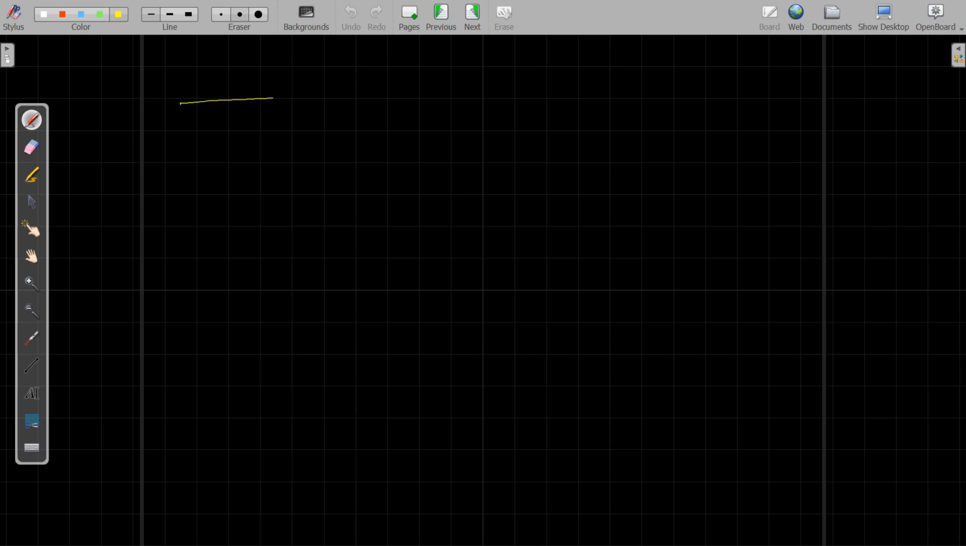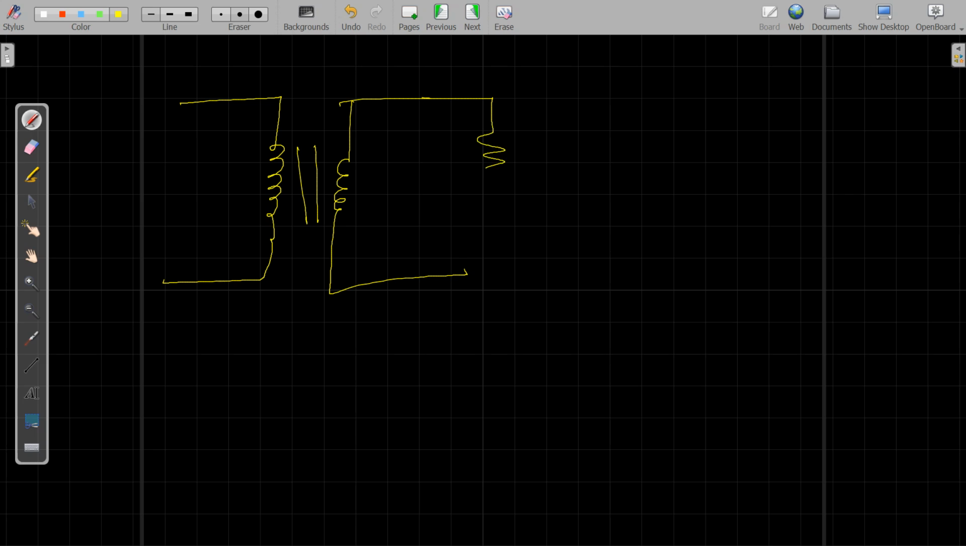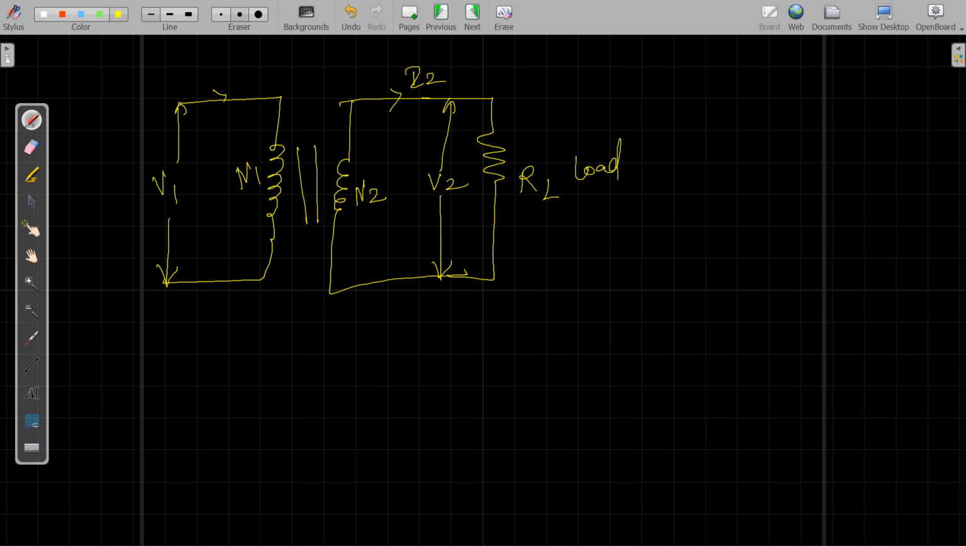We know that this is a transformer wherein, let us say, this is your load resistance connected, here is your output current, here is your output voltage V2, and the number of turns in the secondary, the number of turns in the primary, and this is the input voltage which we are applying. This is the input current that flows to the primary winding of the transformer.